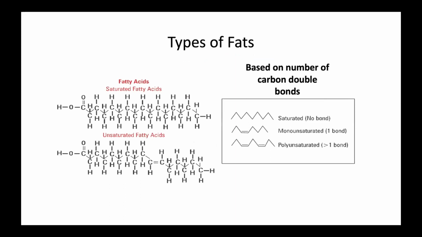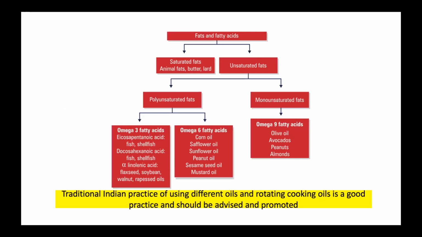We know that fatty acids are basically divided into three types, depending on the number of carbon double bonds present. Saturated fat doesn't have any carbon double bonds. Mono has one, and if a fatty acid has more than one, that is a polyunsaturated fatty acid. So that is a broad classification, but it is important to note this.